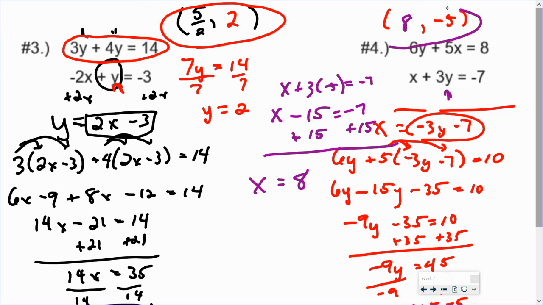Here we go. That one worked out all right. So really, that third one's the only one that we got a goofy answer. But there we go. This is what we're doing. This is called the substitution method.